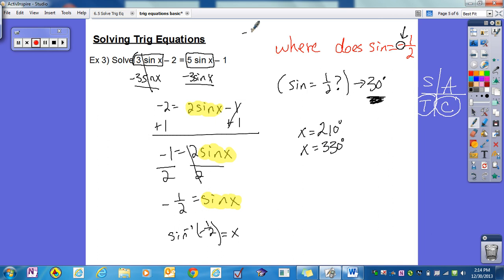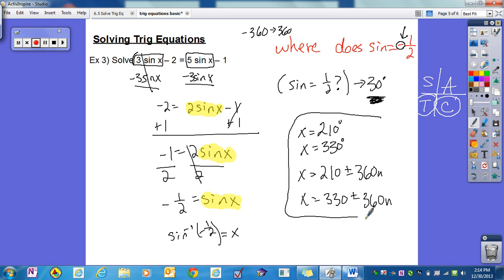Alright, and again, when we looked at the domain of a sine curve, we went from negative 360 to positive 360. So that means I'm going to take my first value of 210 plus or minus 360n, and then my second answer, which was 330, so 330 plus or minus 360n. So these are all of my possible values.